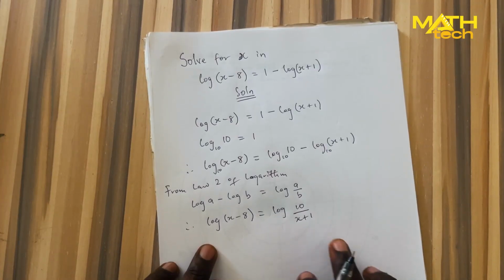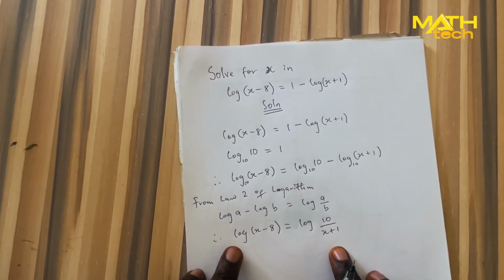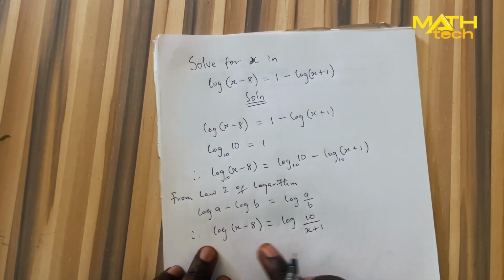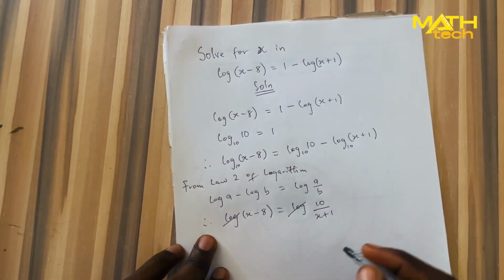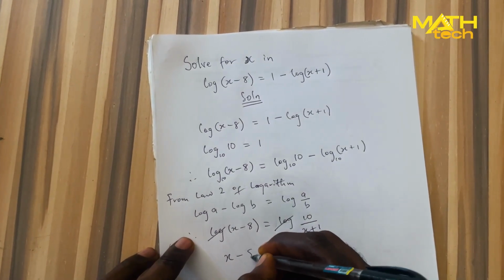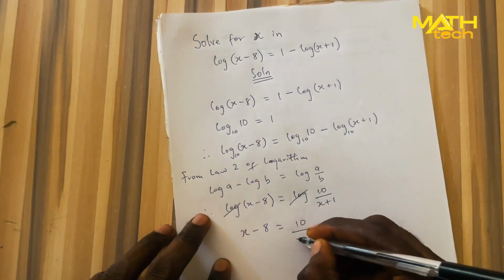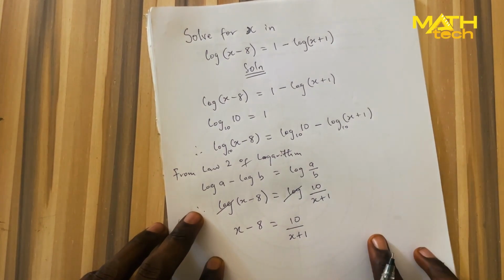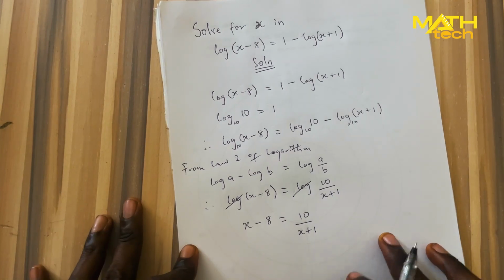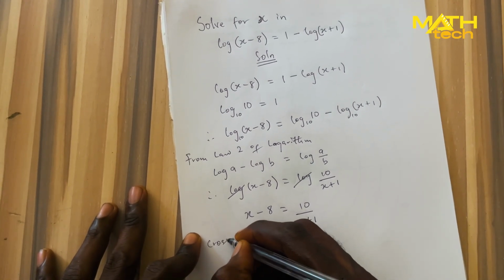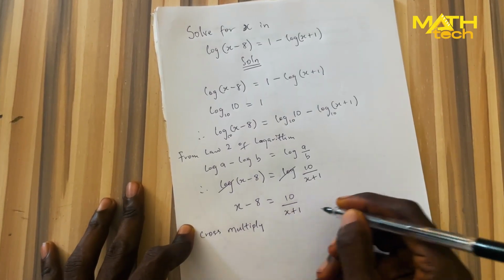Now look at the left hand side and the right hand side. We have common terms in terms of log. So the log here cancels the log here, and we will be left with x - 8 equal to 10 over x + 1. At this point, the next step is that we cross multiply so that we can get our value of x.